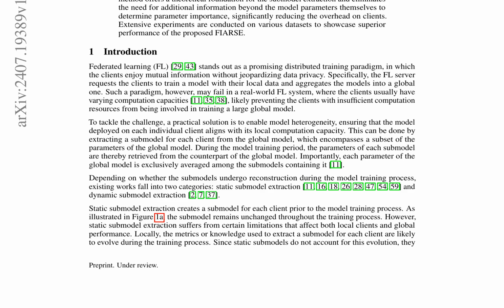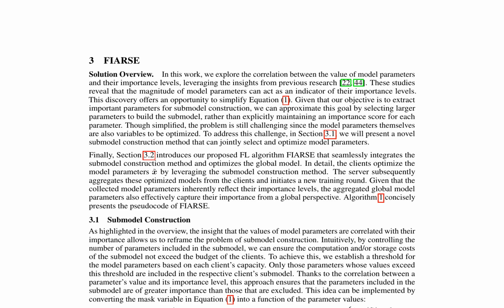The proposed approach overcomes the limitations of previous static and dynamic submodel extraction methods, enabling dynamic updates of submodels that capture the evolving nature of model parameters. In contrast to rolling-based submodel extraction, FIARSE adaptively identifies important parameters, ensuring outstanding performance for both the global model and local submodels. FIARSE converges at a rate of 0.1 square root t, consistent with state-of-the-art FL algorithms, and outperforms existing approaches, particularly on clients with limited computational resources.